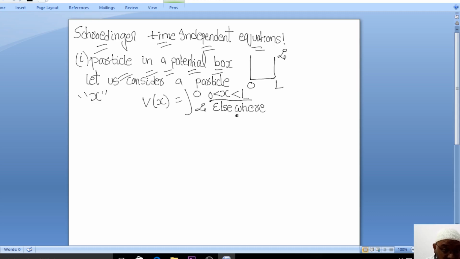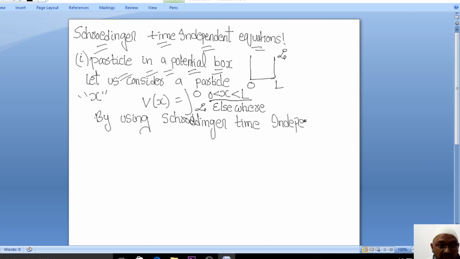Now, how do we calculate the energy of this particle? By using the Schrodinger time-independent equation, we want to locate the energy of the particle.